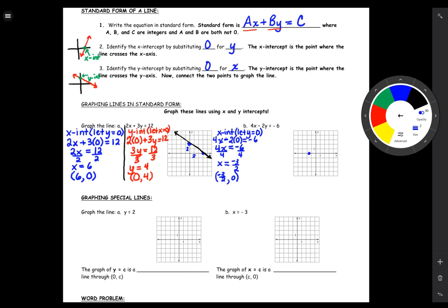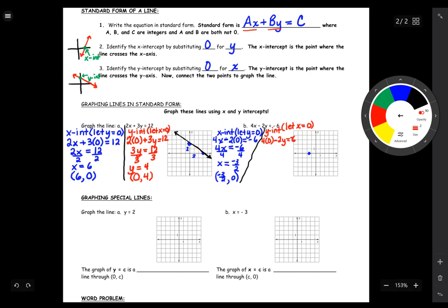And now let's find the y-intercept. Make this a little nicer looking here. I write too big. So for the y-intercept, you let x equal 0. Okay, so 4 times 0 minus 2y equals negative 6.